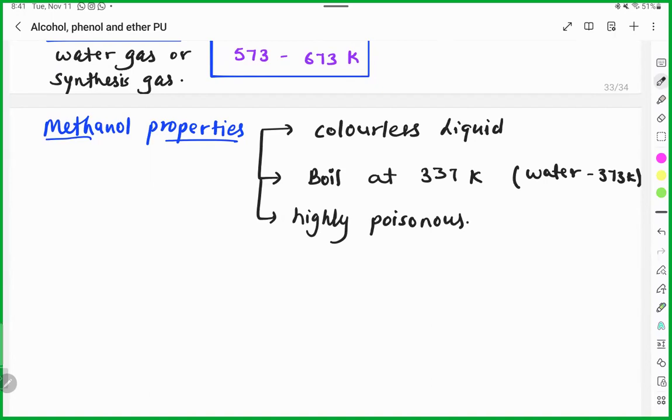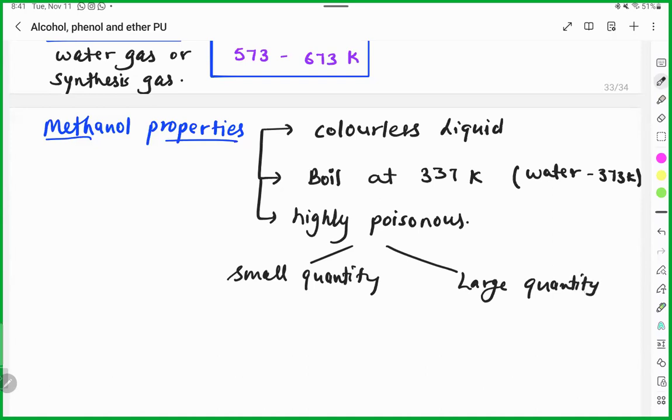And if it is highly poisonous, what happens if we take it in small quantity and in large quantity? Large quantity, it's death. Small quantity, some illness, blindness. It can cause blindness. Now you can understand it is highly poisonous.